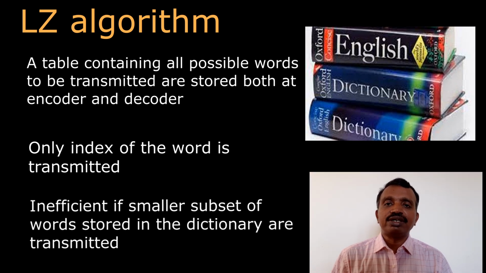And suppose the encoder uses only, for example, some 1000 words, then the index required will be around 10. So with only a 10-bit index, the encoder can transmit all its words. Whereas the encoder actually creates the index for 30,000 words. Therefore, this LZ algorithm is inefficient when the encoder uses only a smaller subset of words.